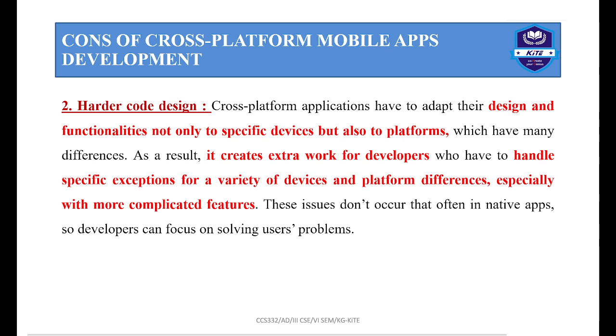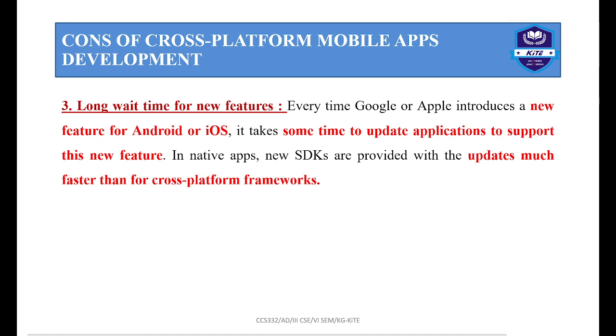Next is harder code design. Cross-platform applications have to adapt their design and functionalities not only to specific devices but also to platforms, which have many differences. It creates extra work for the developers, who have to handle specific exceptions for a variety of devices and platform differences, especially with more complicated features. This issue doesn't happen in native apps, so developers can focus on solving the user's problem. But it is tougher in cross-platform mobile application development because with different platforms, different exceptions will be raised.